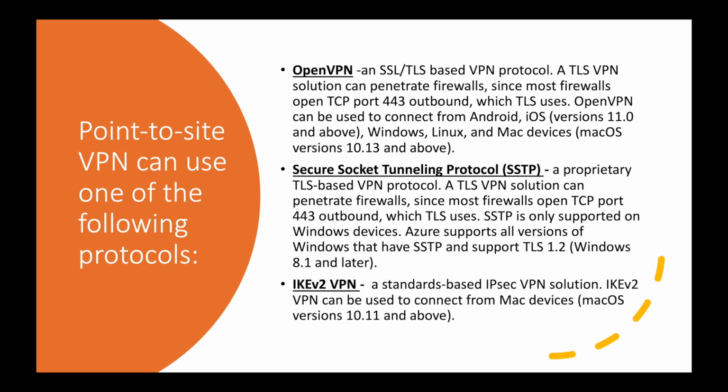Point-to-site VPNs can use one of the following protocols. One is OpenVPN. The second one is Secure Socket Tunneling Protocol. And the last one is the IKEv2 VPN protocol. For this demonstration, I'm going to go through setting up an OpenVPN using a point-to-site VPN.